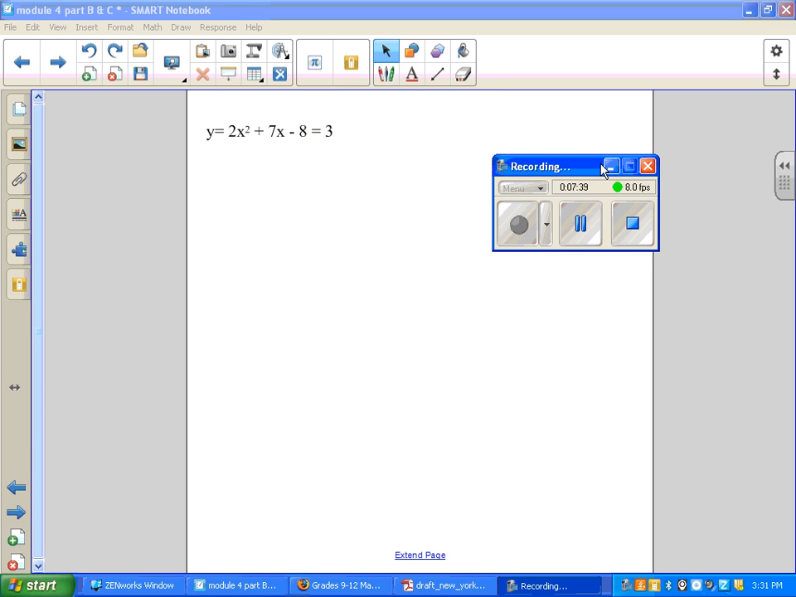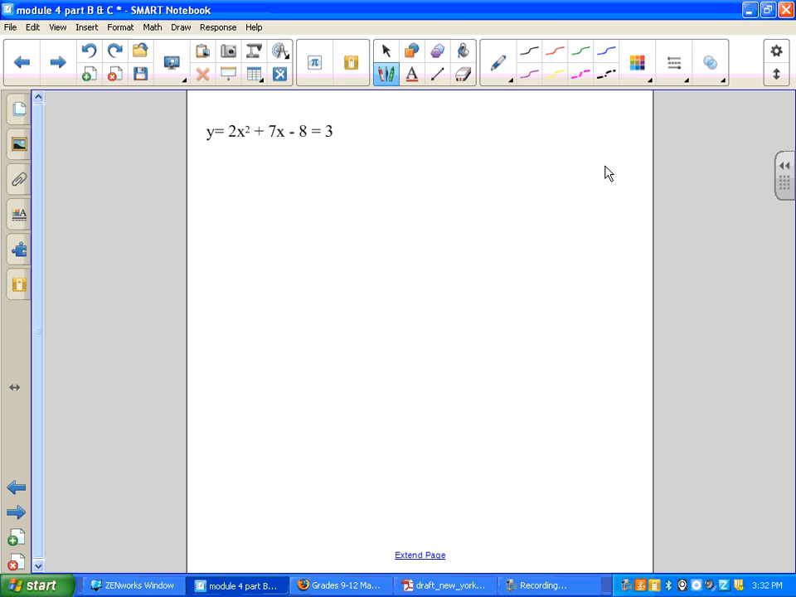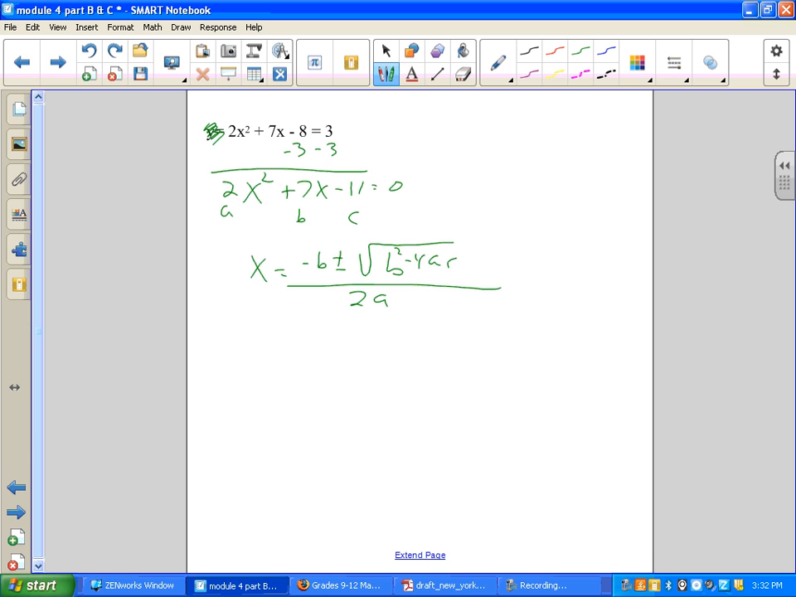Let's do this one in a couple of seconds. When you solve this using the quadratic formula, if you notice it equals 3, so we have to subtract 3 from both sides. 2x squared plus 7x minus 11 equals 0. Okay. Now, a is 2, b is 7, c is -11. x equals -b plus or minus the square root of b squared minus 4ac all over 2a.